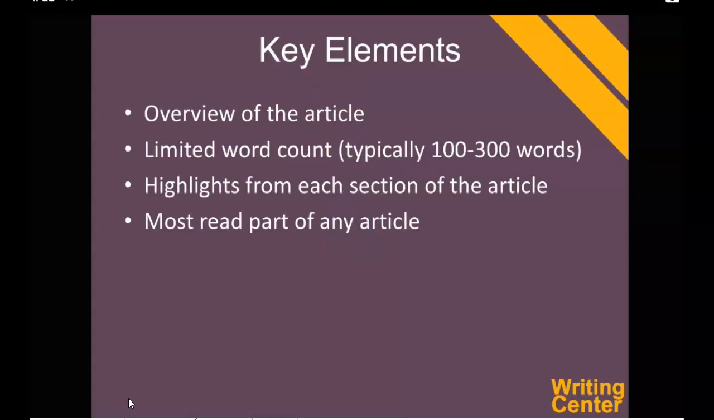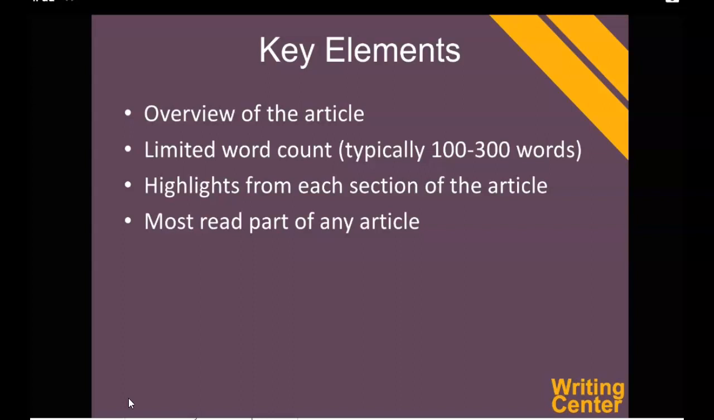So let's talk about abstracts. Key elements. An abstract provides an overview of the article. It's usually limited in word count, typically 100 to 300 words, although there are some that might go up to 400. It really depends on the journal and the journal convention. So when you're publishing or reviewing for a journal, make sure you're familiar with those.